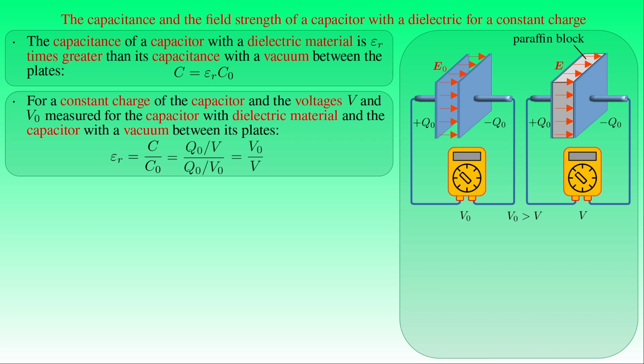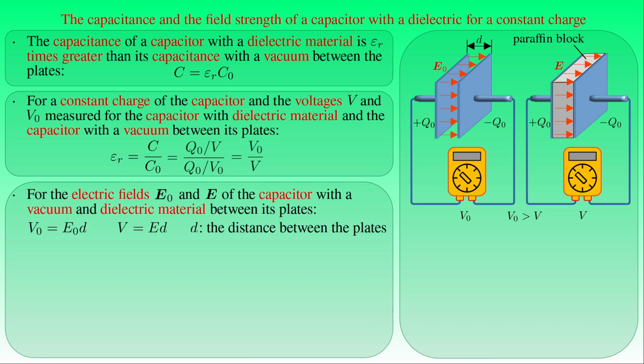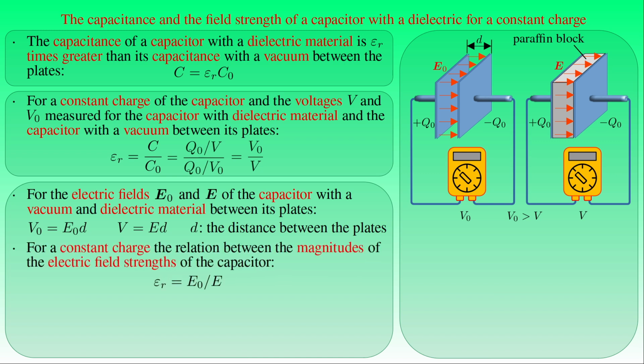If E0 and E represent the electric field strengths between the plates of the parallel plate capacitor in the case of a vacuum and an insulating material and D is the distance between the parallel plates of the capacitor, then the voltage V0 can be expressed by the product of the magnitude of the electric field strength E0 and the distance D, and the voltage V is equal to the magnitude of the field strength E times the distance D. These equations are derived from the fact that the electric field is uniform between the plates. As a result, the relative dielectric constant epsilon r can be written as the ratio of the magnitude of the electric field strength E0 to the magnitude of the electric field strength E.